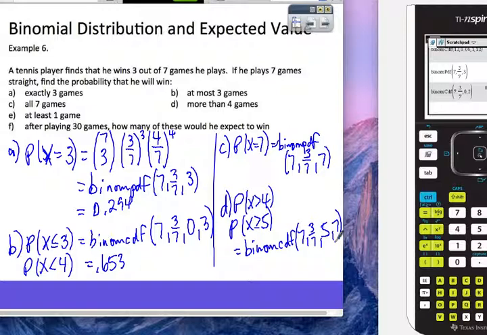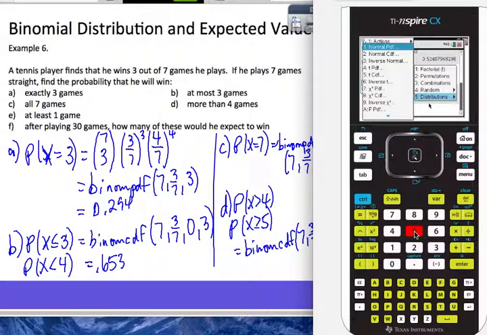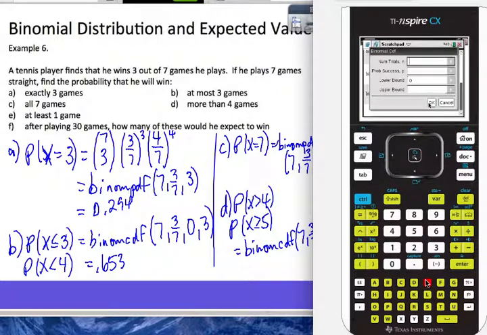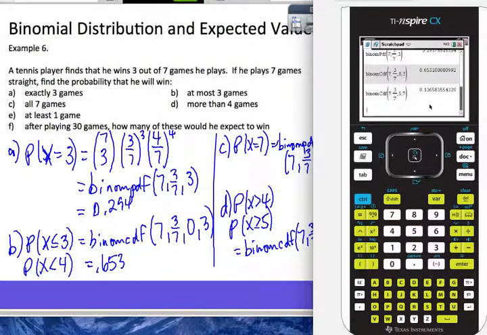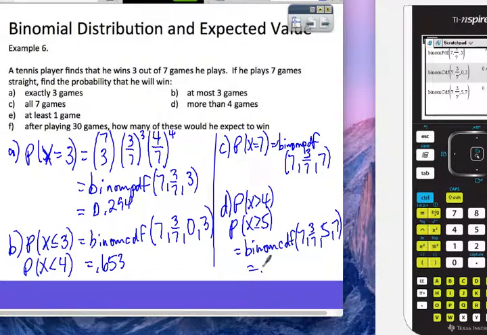All right. And that calculation, again, it's a CDF calculation, 7 trials, 3/7 probability, from 5 up to 7, 0.127.